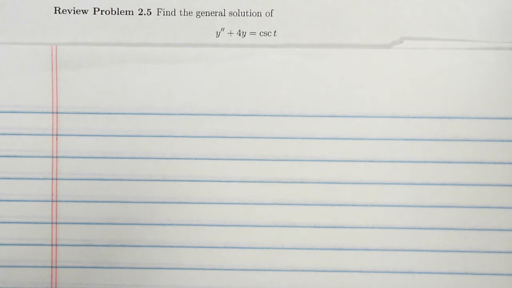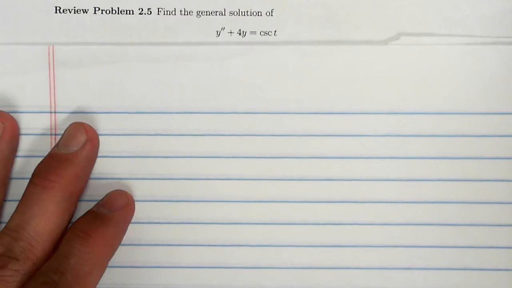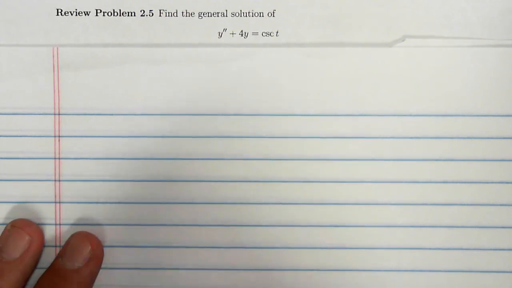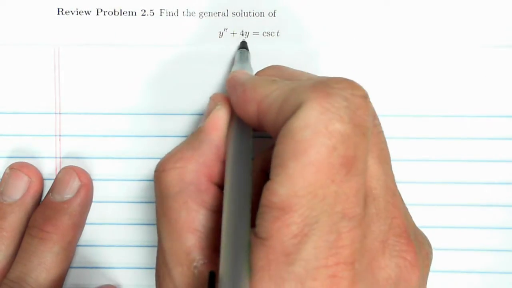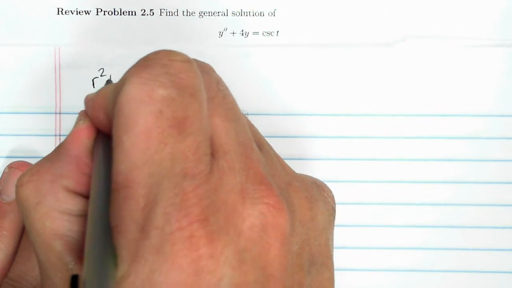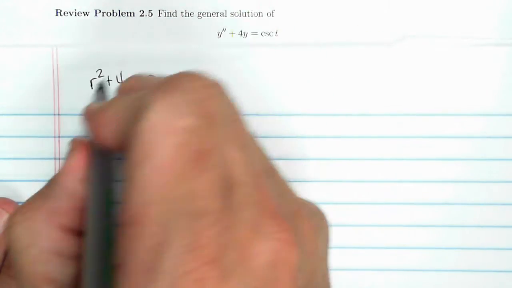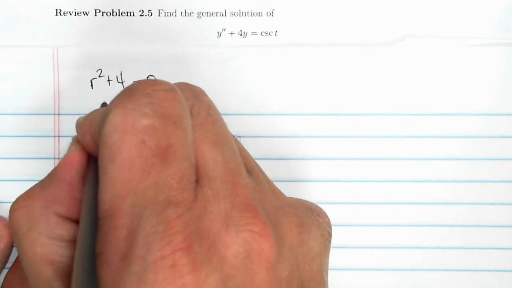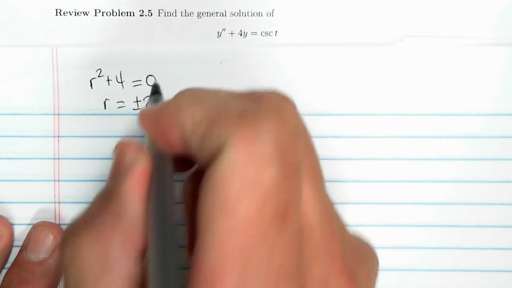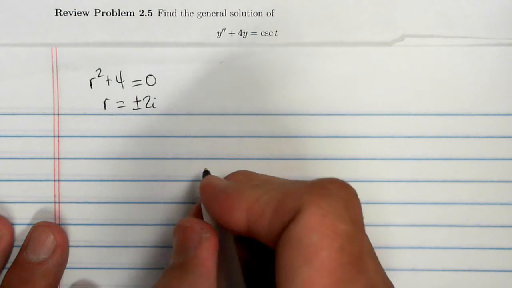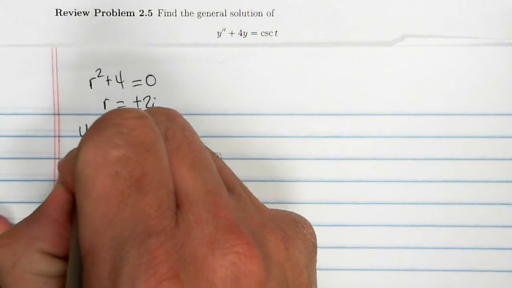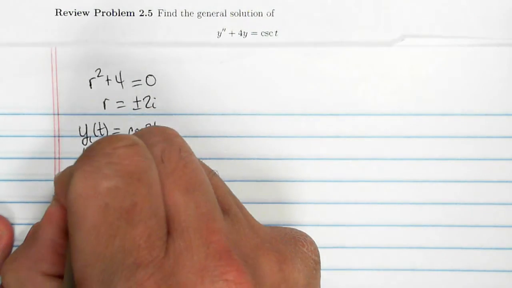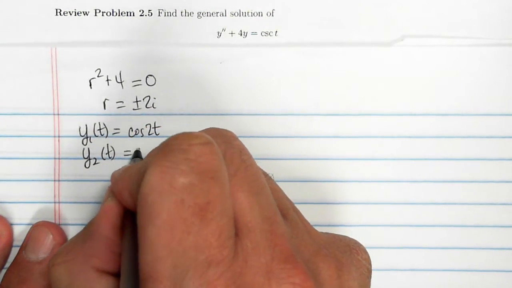because the right-hand side doesn't have the right form. So we have to plow ahead with the variation of parameters. To get started, let's figure out the two independent solutions for the homogeneous equation. r squared plus 4 equals 0 is the characteristic equation, and this has two roots, r equals plus or minus 2i. And so therefore the two fundamental solutions are going to be cosine of 2t and sine of 2t.